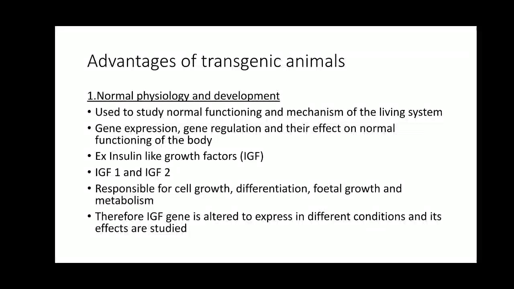In that we have seen two advantages. One is normal physiology and development. These are used to study the normal functioning of the gene, how the genes are regulated and how each gene is affecting the biological function. If the factors that are affecting the expression of these genes change, how they are going to alter the particular biological process. Okay, that is the physiology of the process, how it is affected. These are all studied using transgenic animals, that is, to study normal physiology and development. And we have seen one particular example, that is complex factors such as insulin-like growth factors. These are helpful in cell growth, differentiation and fetal growth in the early postnatal stages.